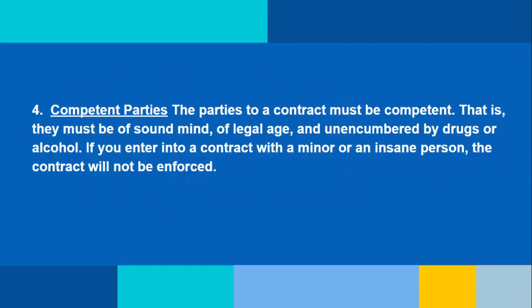Competent parties. The parties to the contract must be competent. That is, they must be of sound mind, of legal age, and unencumbered by drugs or alcohol. If you enter into a contract with a minor or insane person, the contract will not be enforced.